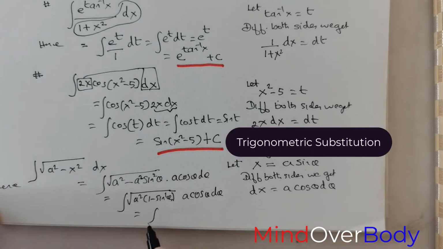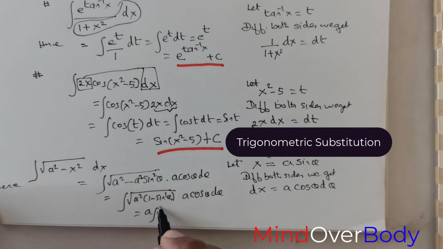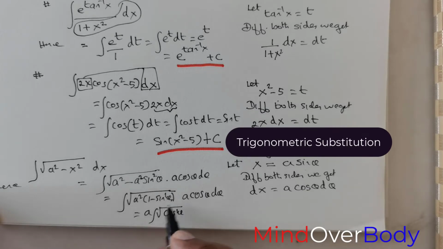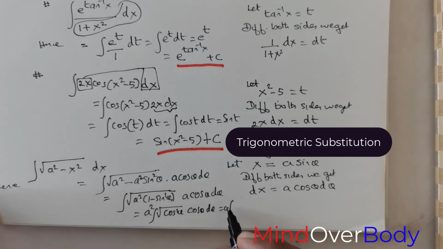So this is equal to the integral. I can bring a squared out. The root of 1 minus sine squared theta is going to be cos squared theta. You've got an a here, so that a can be multiplied, giving us a squared. So you get a cos theta d theta, which is nothing but a squared. The root of cos squared theta is cos theta. Cos theta can be multiplied, so I'm going to get cos squared theta d theta.